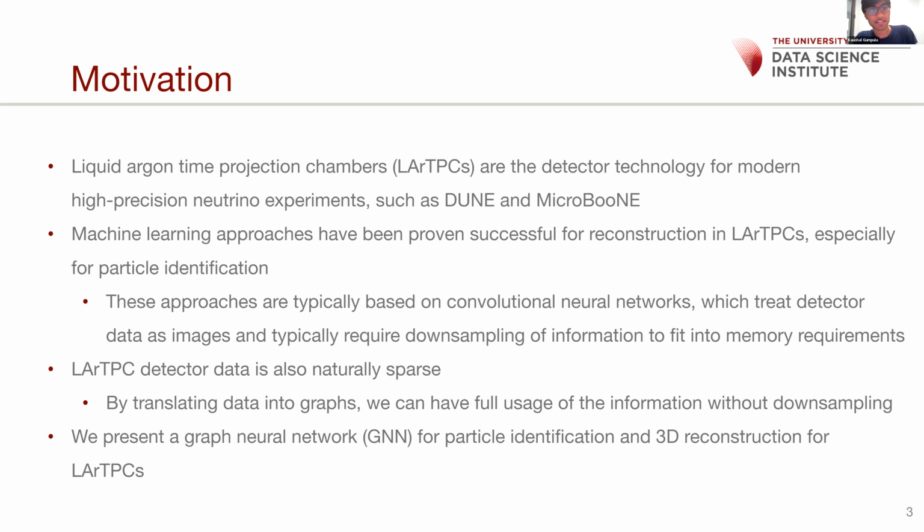The reason why we're really interested in GNNs is that the large TPC detector data is also very naturally sparse. By natively translating that data into graphs, we can leverage full use of the information without downsampling, by inputting all of that into a GNN. In this presentation, I'm going to present our original design for our graph neural network meant for particle identification and 3D reconstruction. Then I'll also talk about how we were able to leverage the use of 3D context information in order to vastly improve performance.